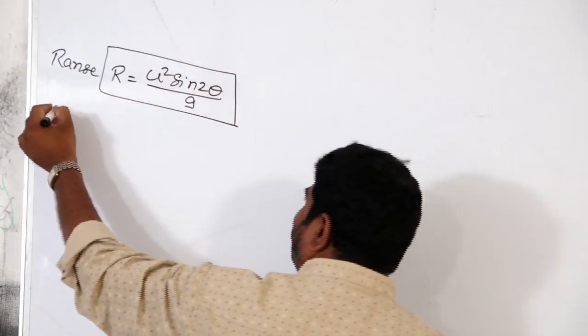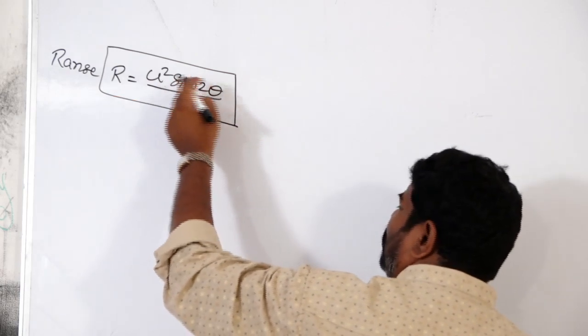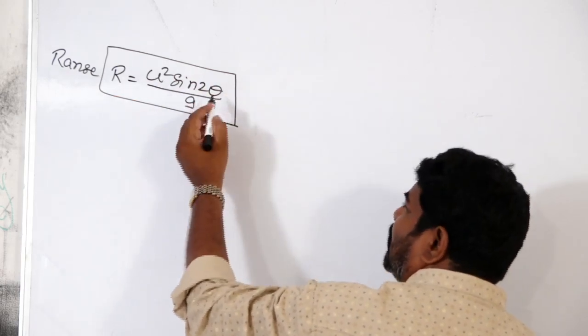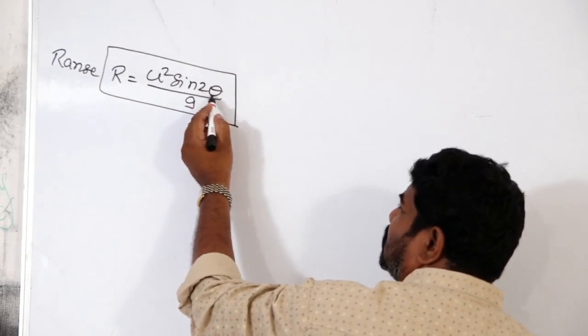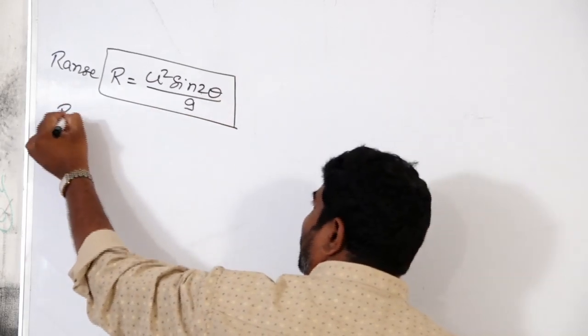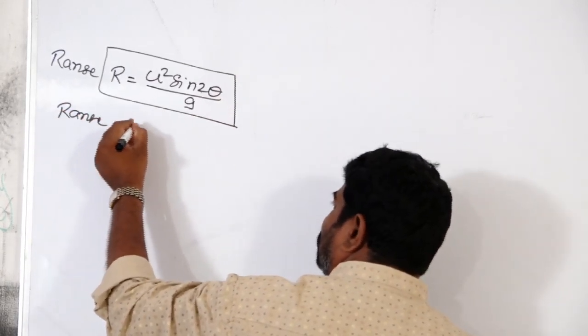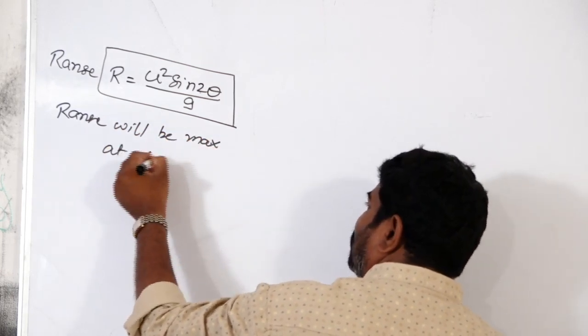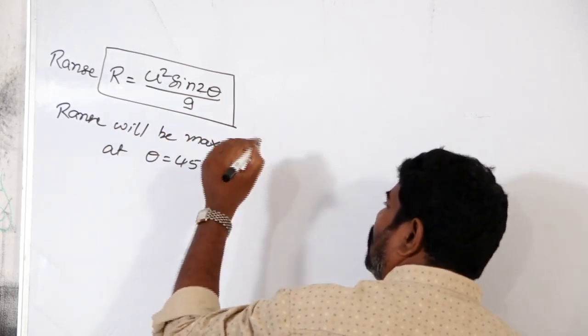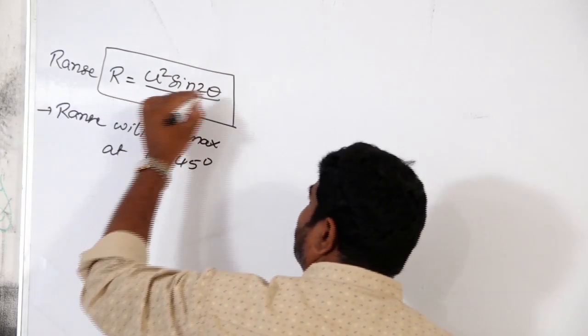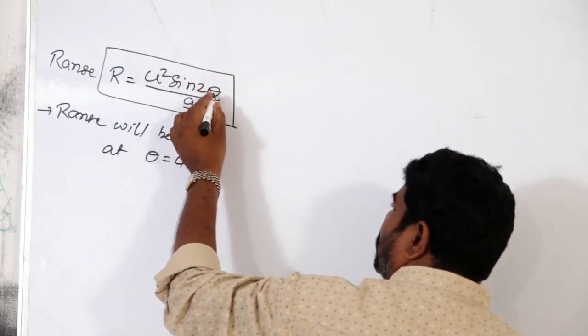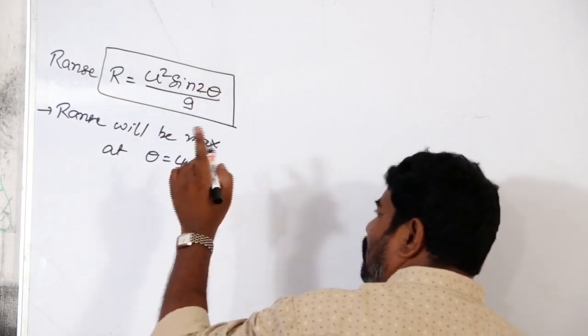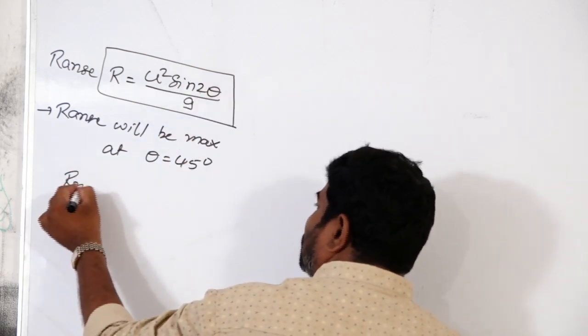Here this range will be maximum. The sine value will be maximum at an angle of 90 degrees, that is, 2θ = 90. Here range will be maximum. So θ = 45 degrees. When θ = 45 degrees, 2θ is 90 and sin 90 = 1, so that range will be maximum.